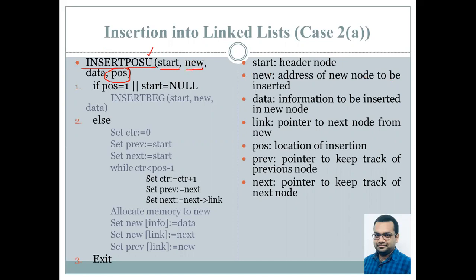New will be the new node that we will be inserting into the linked list, and data is the data part of the new node. Now over here, our first step is to verify if the position of insertion is 1, that is the first position, or if the start value is null, that is, our linked list is empty. In both these scenarios, we'll call our insert begin position that we have discussed in the previous video. If you have not watched my previous video, I recommend you go and have a look at that video, which inserts the node as the first node of the linked list.